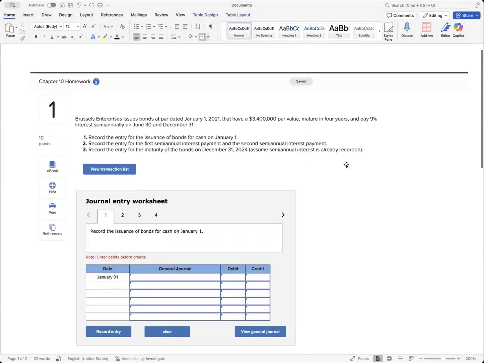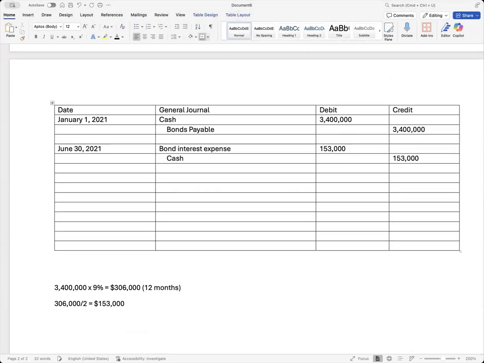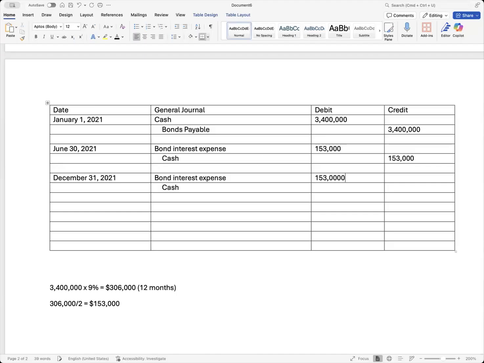It asks us next for our second semi-annual interest payment. So this is going to be at the end of the year because we make the interest payments on June 30th and on December 31st. I'm going to go here. I'm going to type December 31st, 2021. I'm going to have my same entries, which is my bond interest expense and cash. And since it's a semi-annual payment, it's going to be the same amount, 153,000, 153,000, and 153,000.